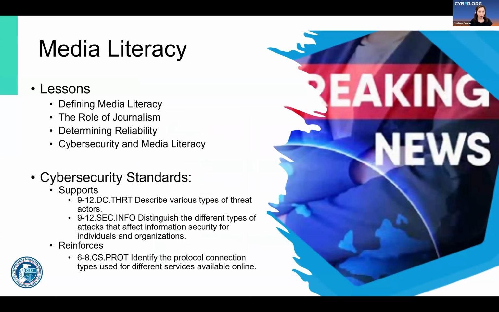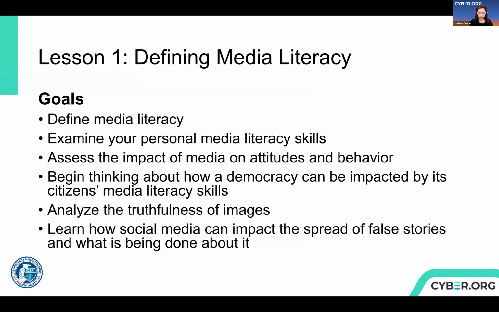And so this is media literacy. We have lessons here in defining media literacy, the role of journalism, determining reliability, and then cybersecurity and media literacy. Some of the goals here, just in our very first lesson, are to define media literacy, to also be able to examine your own personal media literacy skills, and learn how social media can impact the spread of false stories, and then what is being done about that.